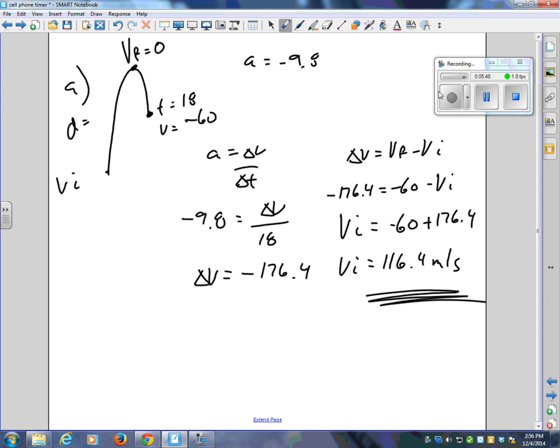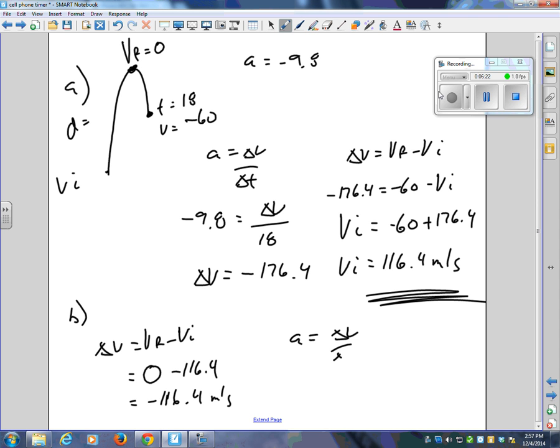All right, so part B, how long does it take to reach its maximum height? Now we know, part B, delta V is going to be VF minus VI. No, this is a different delta V, right? Because here the final velocity is 0. The initial velocity was 116.4, and so it shouldn't come as any surprise that the change in velocity is minus 116.4, and we want to know the time.